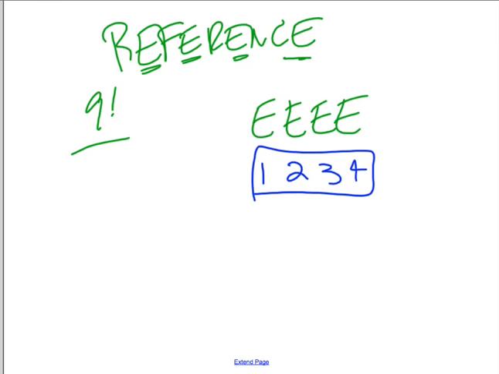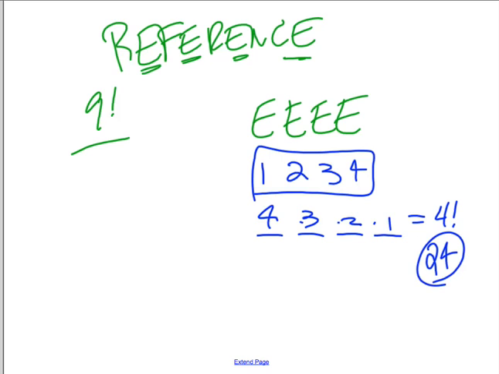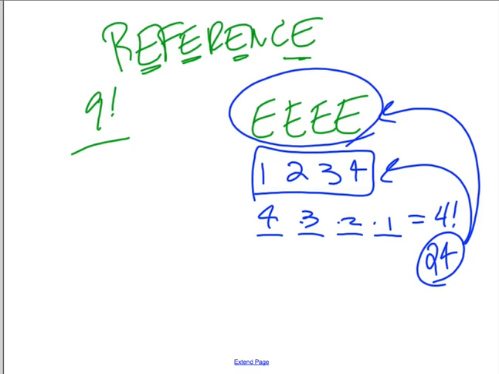Well, I could put any 4 of them in the first spot, any 3 in the next spot, any 2 in the next spot, any 1. So there's actually 4 factorial, or 24 ways that I can rearrange these numbers, which then means there's 24 different ways I can rearrange these E's. Now I know they're all identical.